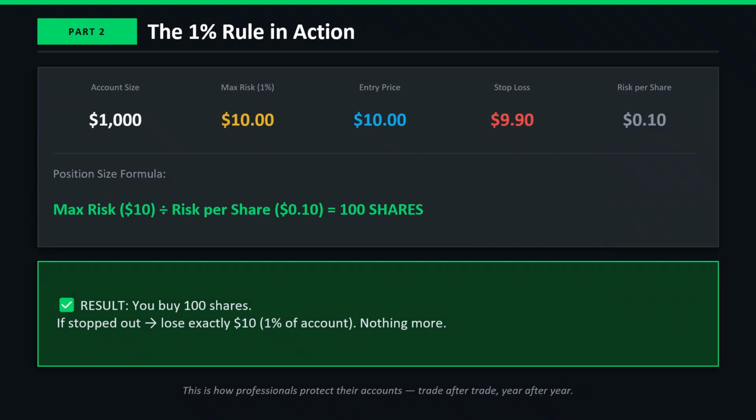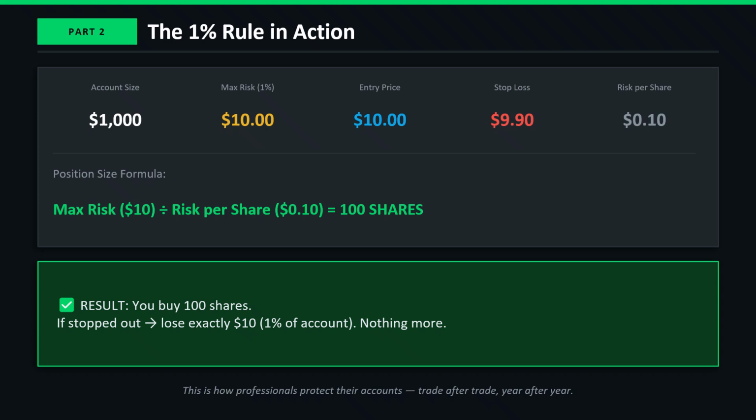Now, this is where the magic of risk management comes together with the strategy. Let's apply the 1% rule to this trade. We have a $1,000 account, so our maximum risk is $10. Our risk per share is 10 cents, the difference between our entry at $10 and our stop loss at $9.90. To figure out how many shares to buy, we use a simple formula. Max risk, $10, divided by risk per share, 10 cents, equals 100 shares. That's it. You buy 100 shares.